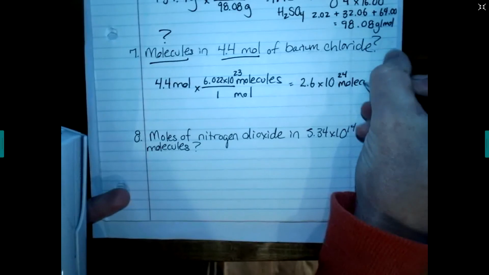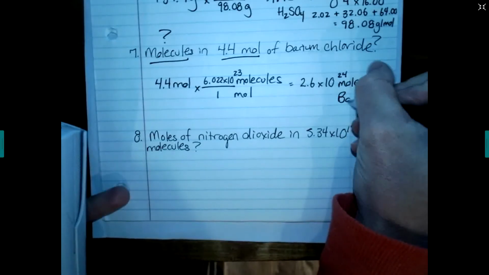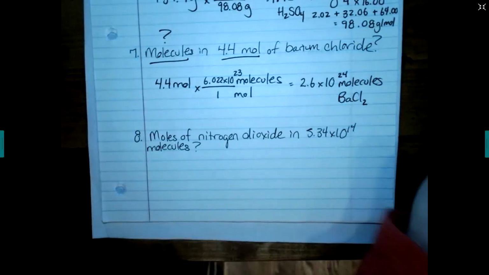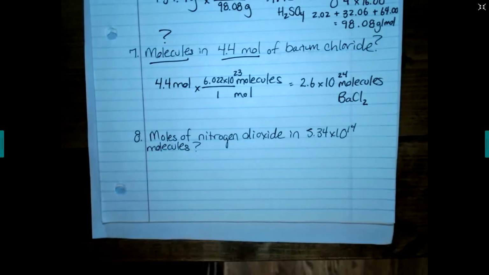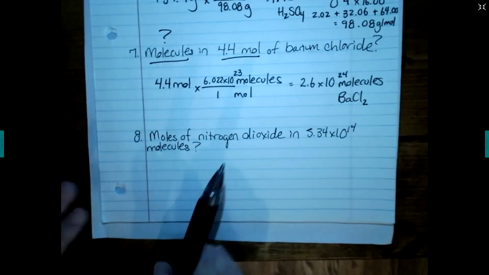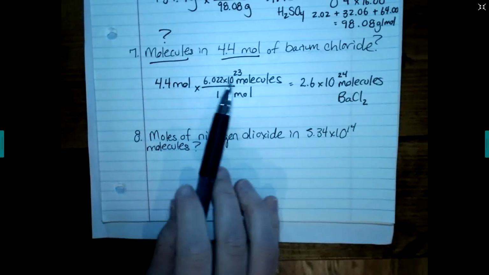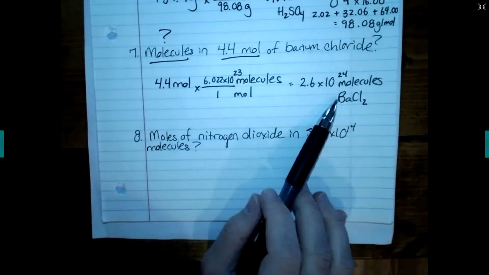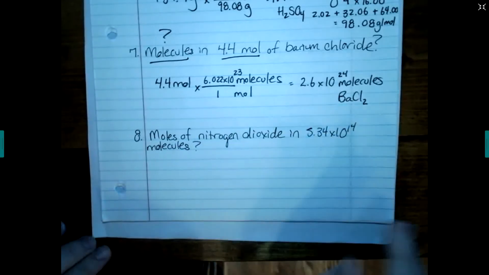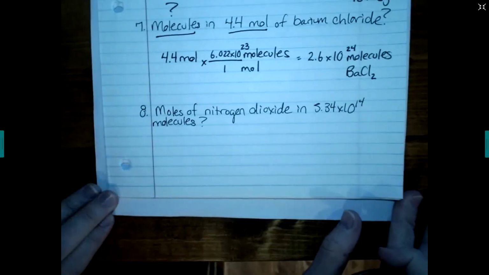And notice we didn't even need to know barium chloride's formula. You really only need to know that for molar mass and for a different type of problem I'll be showing you later. But when all you're doing is using Avogadro's number, we didn't really need to know this formula. All right, moving on to number 8.